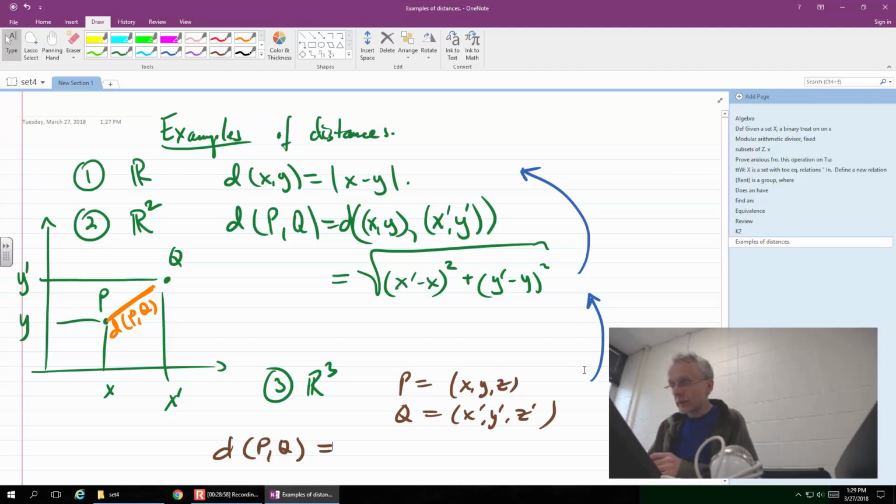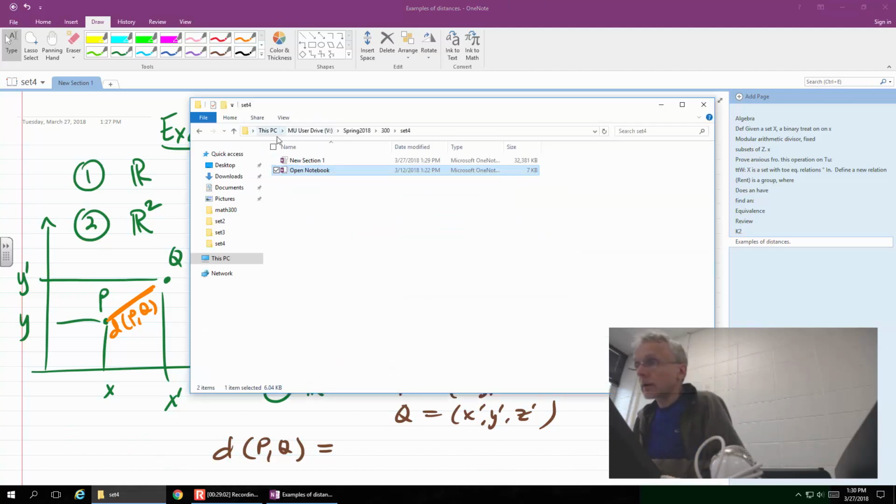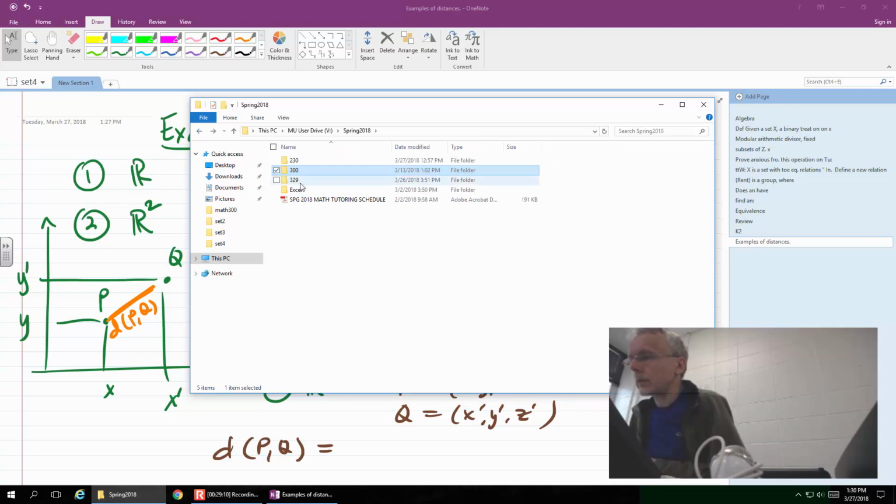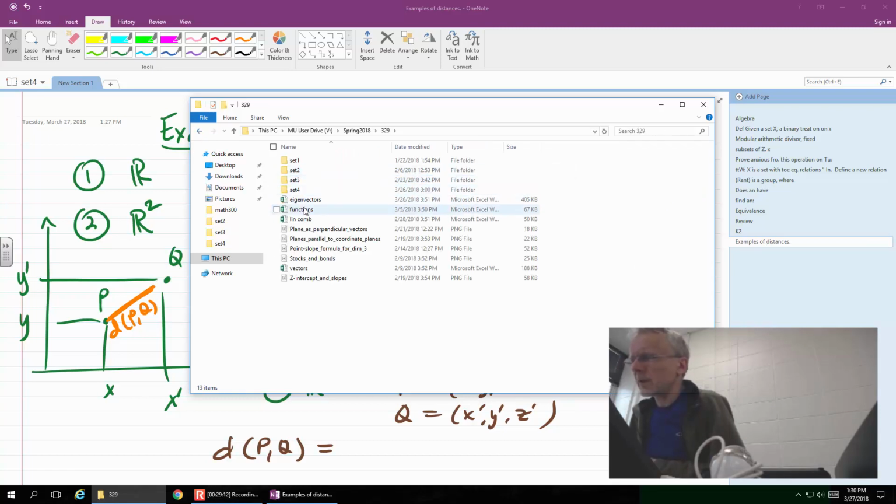Let me see if I have an illustration maybe here somewhere. It might be helpful to remember the formula. Okay, maybe under linear algebra. I don't think so. I don't think so.